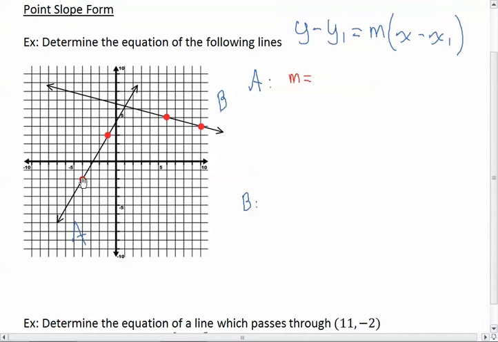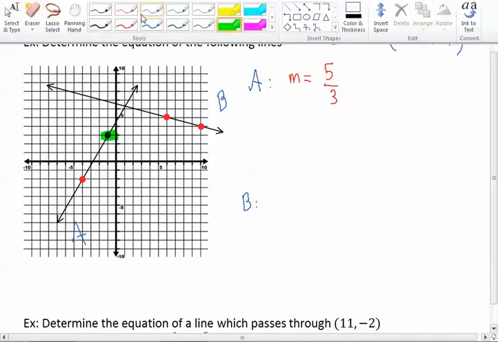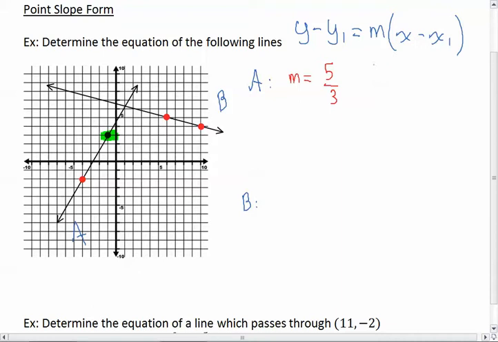How much do I have to go up to meet this dot? 1, 2, 3, 4, 5. And how many do I have to go right? 3. 1, 2, 3. That's right. So we have a slope of positive 5 over 3. Now all we need to do is choose one of these integral points. So what's the coordinate of, let's say, this guy right here? Yeah, negative 1 comma 3.